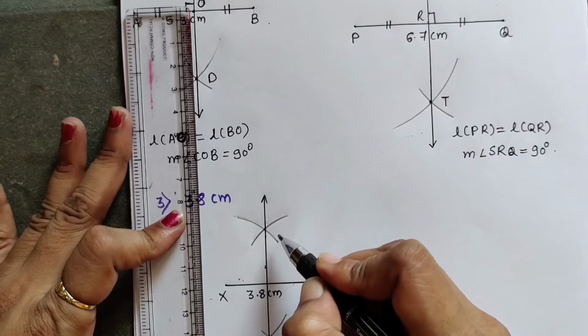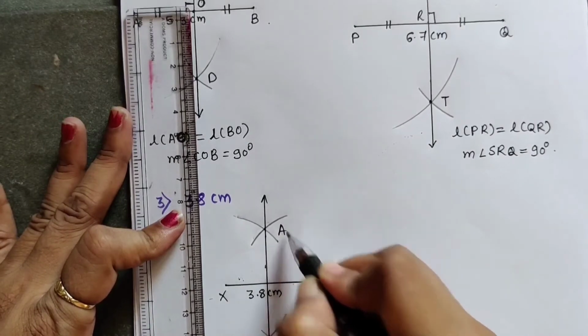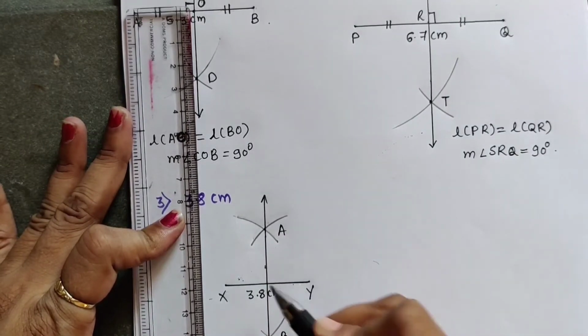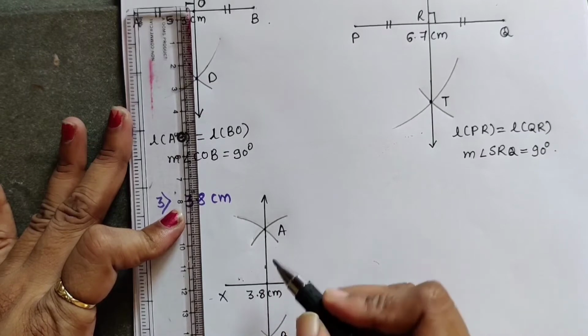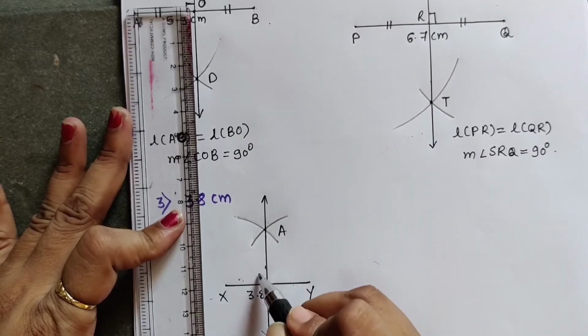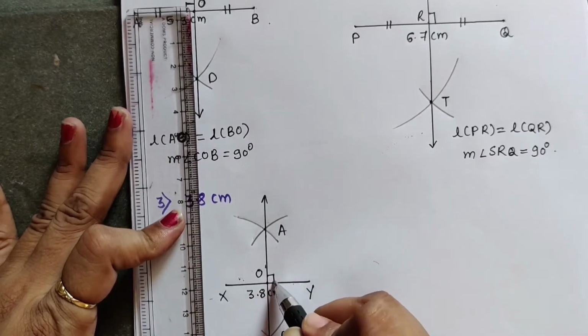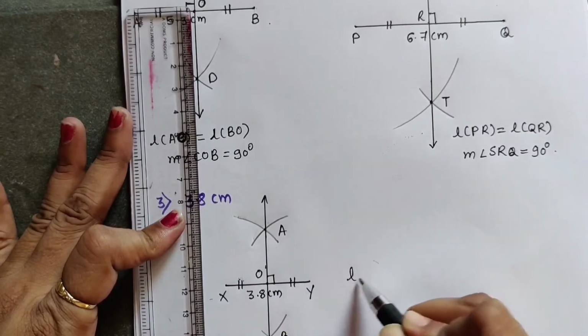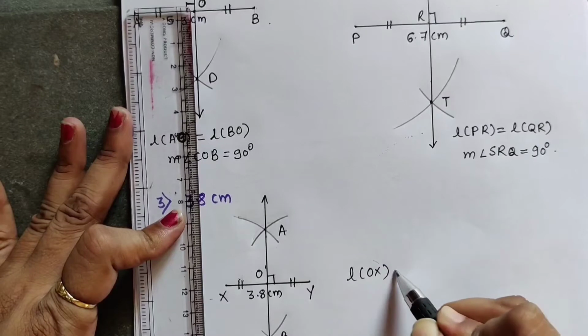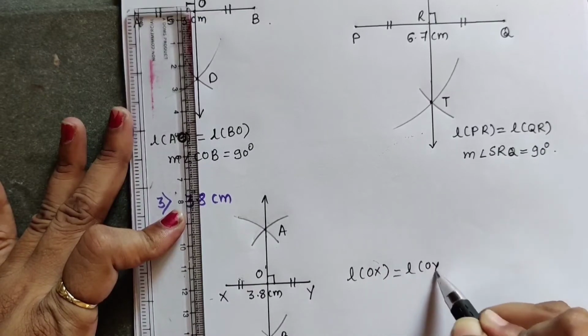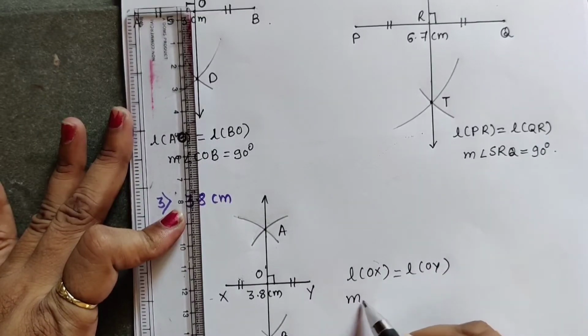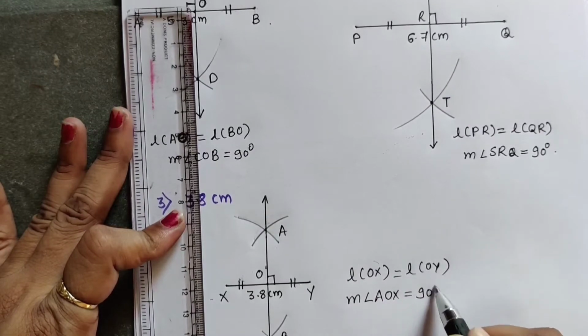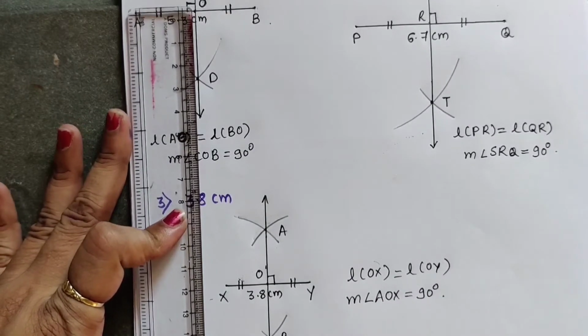We can give any name to the line. Maybe this is line AB. This point is O. Here a 90 degree angle is formed and OX is equal to OY. Length OX is equal to length OY and measure of angle AOX is equal to 90 degrees. In this way we can draw perpendicular bisectors.